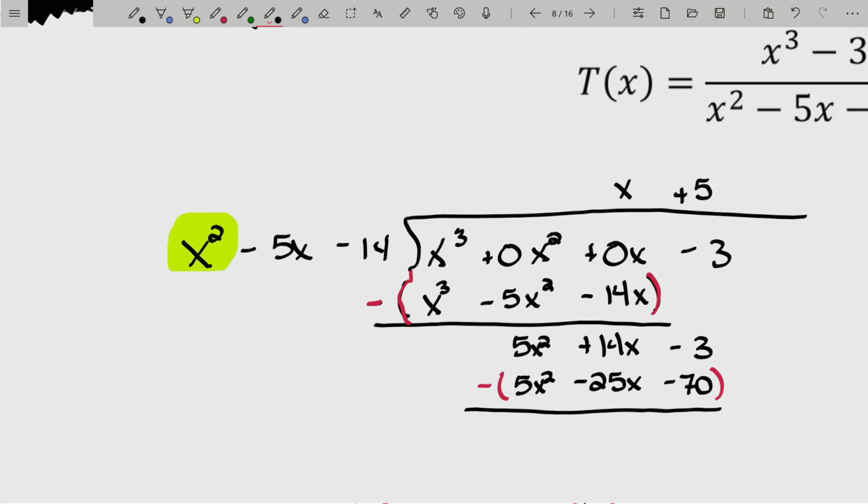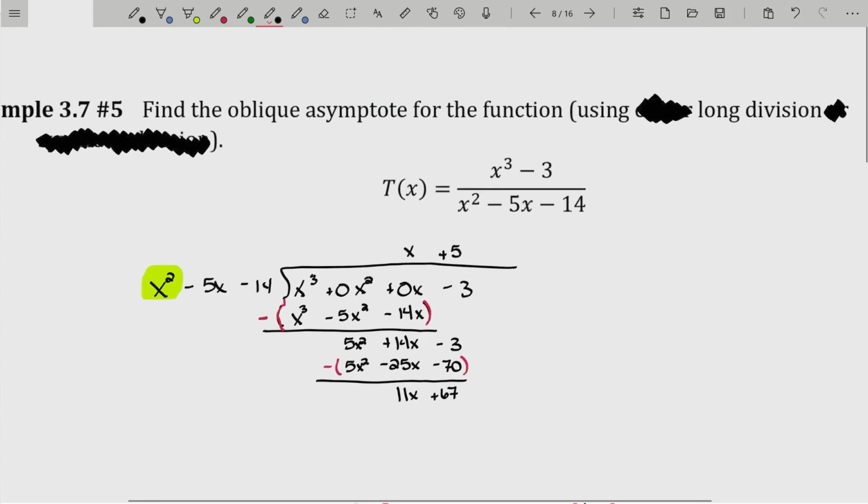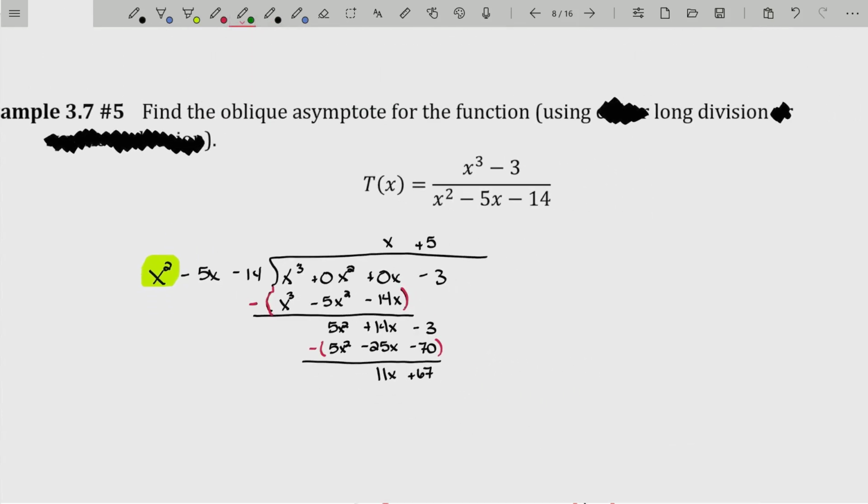5x squared minus 5x squared is 0 by design. 14x plus 25x is 11x. And let's see, negative 3 plus 70 is a positive 67. And notice x squared does not divide nicely into that. So that is our remainder. I'll go ahead and circle that up, and I'll state that it's our remainder.